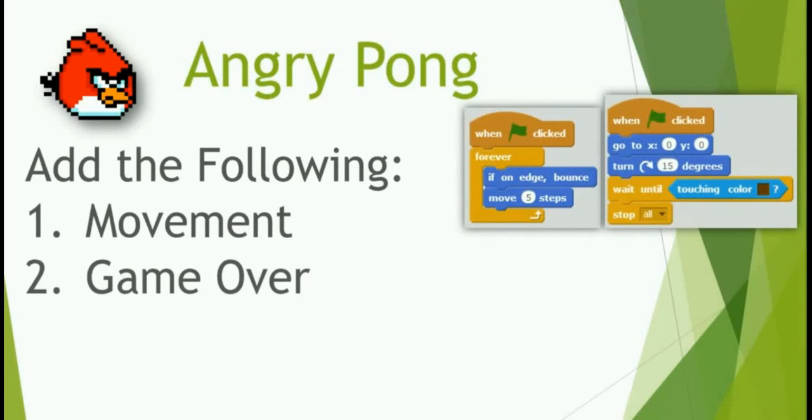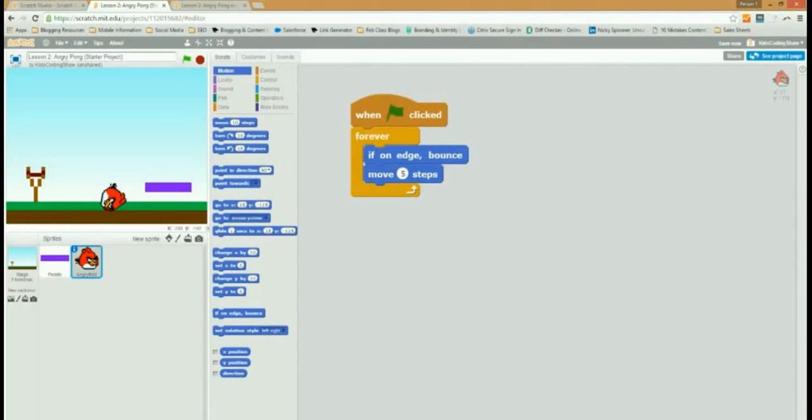So I think we have 2 colors in our example. Do we have green and brown? So you can say when we're touching green or when we're touching brown. So in this example I said when we're touching brown. Then what we do is we stop the game altogether.